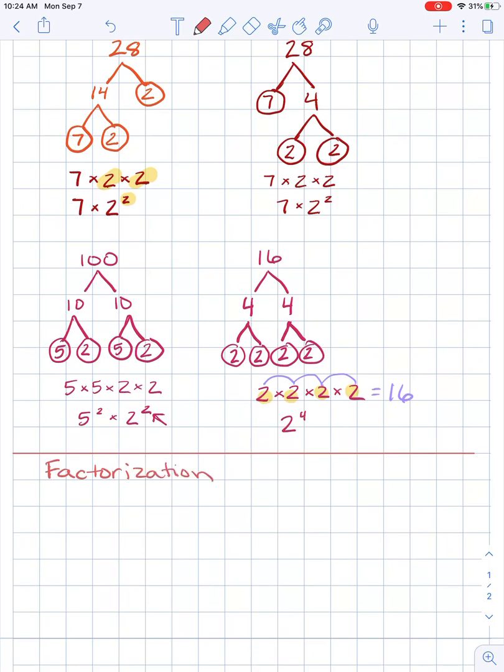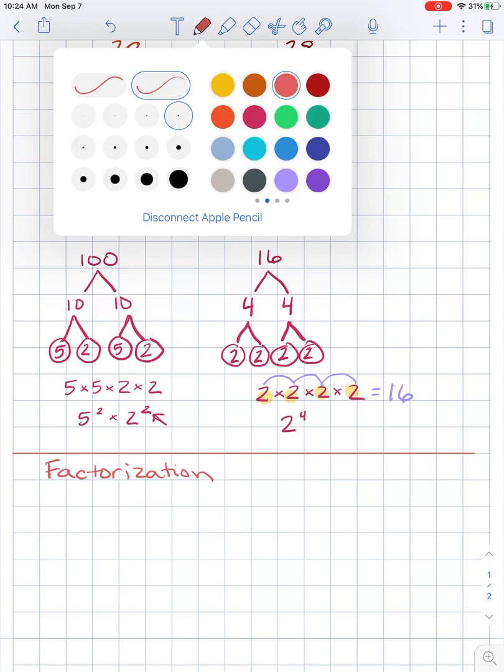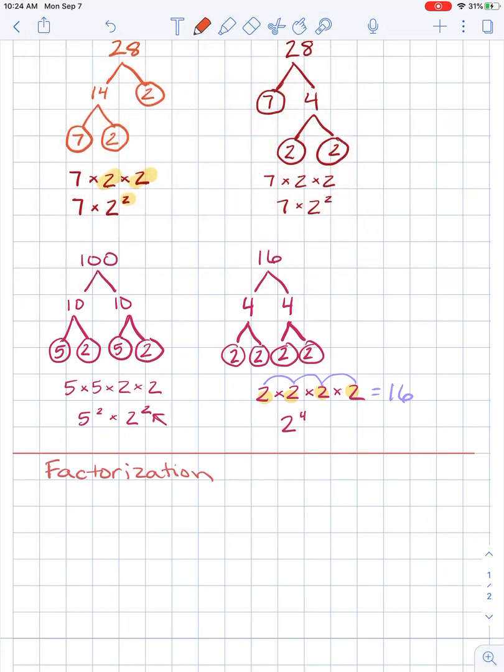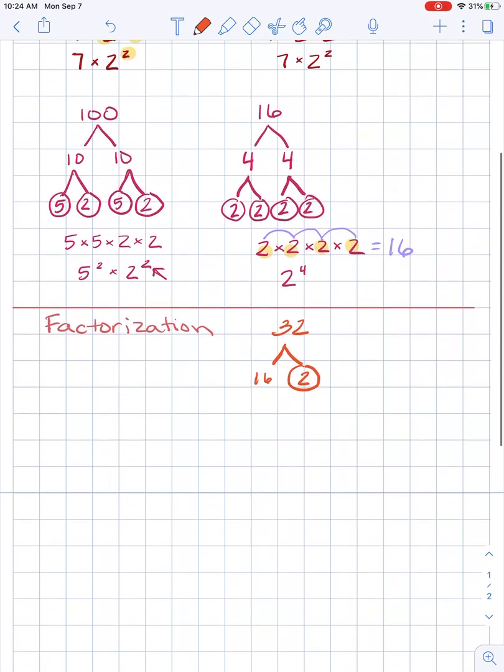So really quickly, let's factor out 32 all the way. And then we're going to use that. Let's use the number 32. Well, I know I can get 32 by doing 16 times 2. 2 is prime, so that branch is done. And then I can get 16 by doing 8 times 2. That branch is done. 4 times 2, that branch is done. And then 2 times 2. Those branches are finally done.